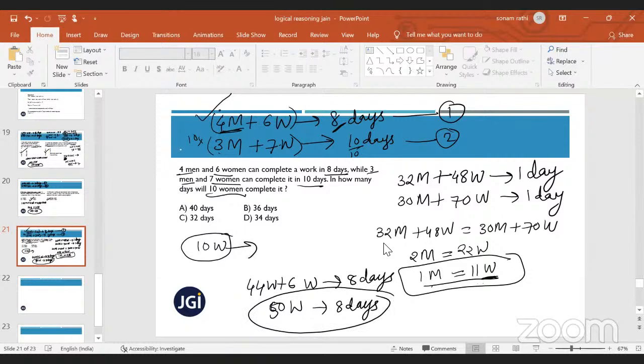Use Mendele's logic. M1 D1 is equals to M2 D2. Do it. So M1 D1 is equals to M2 D2. That's it. So answer is 5 into 8, 40. All the questions follow the same method. There's nothing different in all the questions.